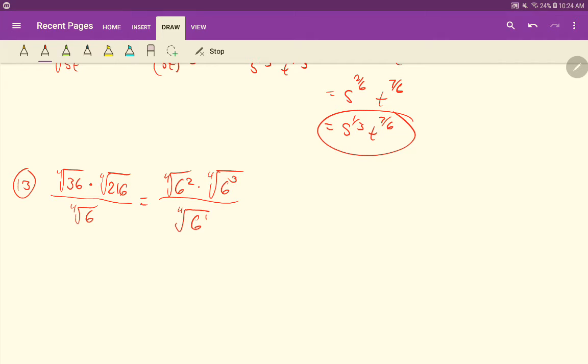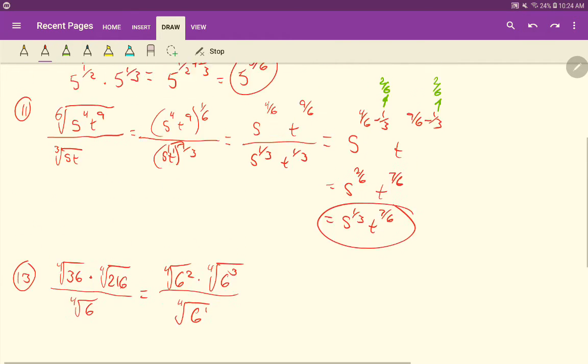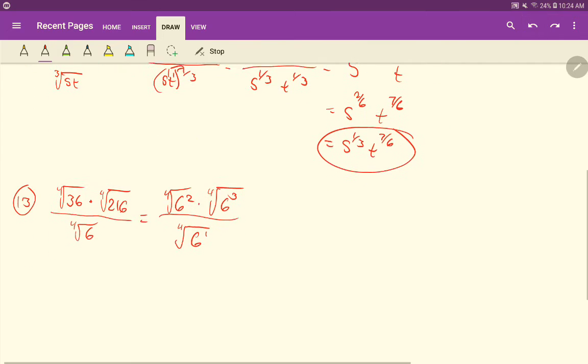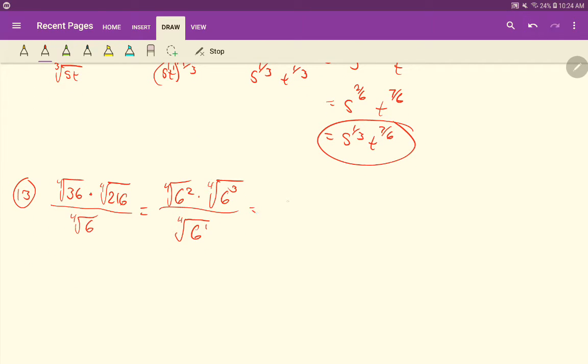Okay? And now all these fourth roots that we have, that's all the same as what exponent? Think back to what we were doing up here, where we had a 6th root or a 3rd root. What exponents did they become? They became 1/6 and 1/3. Well, these fourth roots all become 1/4. So this is 6 to the 2 to the 1/4 times 6 to the 3 to the 1/4 over 6 to the 1 to the 1/4. Okay?